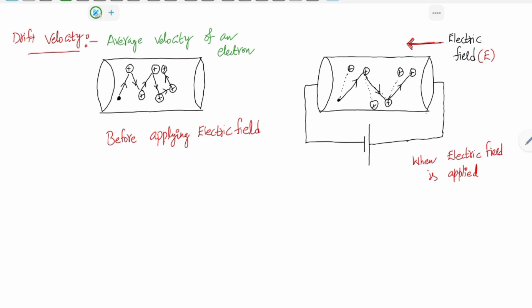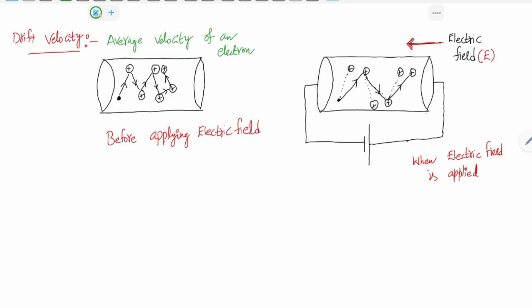Today I came up with a very important and interesting video related to the average velocity of an electron, which we generally call drift velocity. How we can derive the expression for drift velocity, and what is the phenomenon that takes place inside a conductor when an electric field is applied. These two things we will observe in this video.